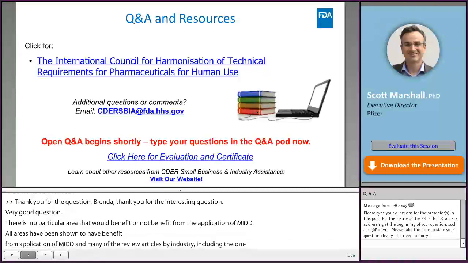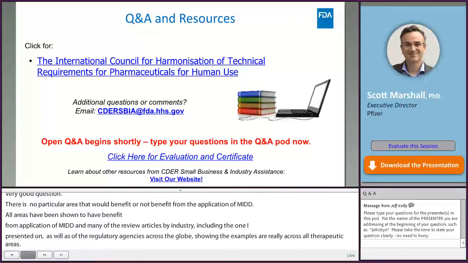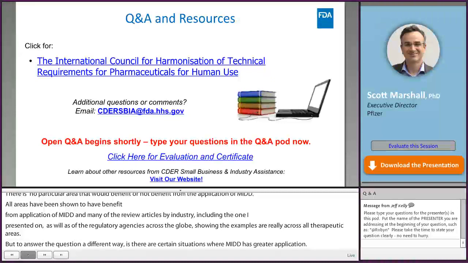But I think to answer the question a different way, there are certain situations where MIDD has greater application, and that is where there's a good understanding of the relationship between dose, concentration, biomarker and effect. And where you have that relationship and it's well established, then I guess you get the best benefit from MIDD. And of course that can happen in any efficacy and safety situation, just depends on that understanding of the mechanism of action and its link to the biomarker of interest and outcome.